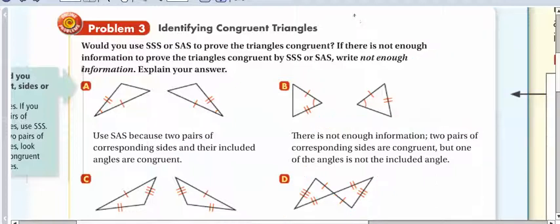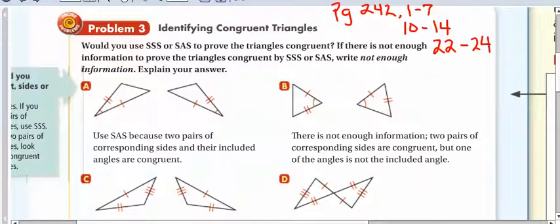All right, your assignment is page 242. 1 through 7. 10 through 14. And 22 through 24. AB, lights please.